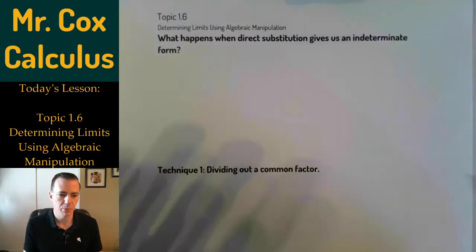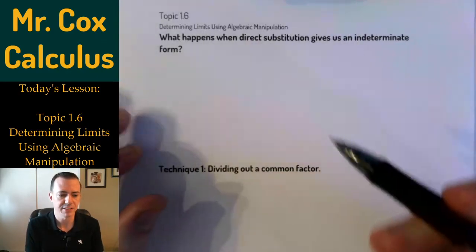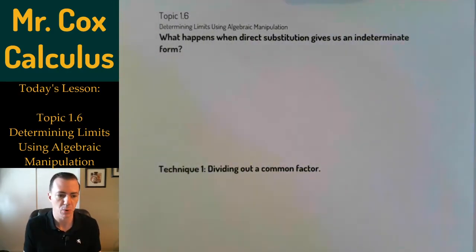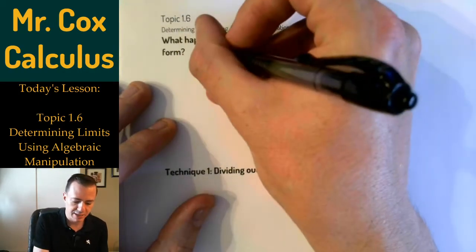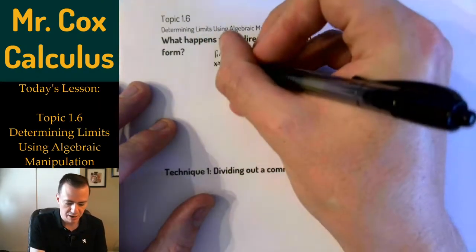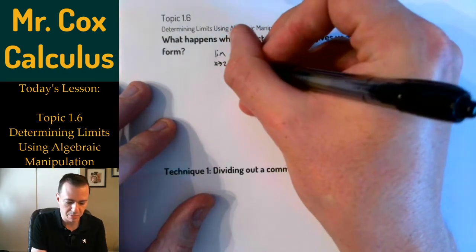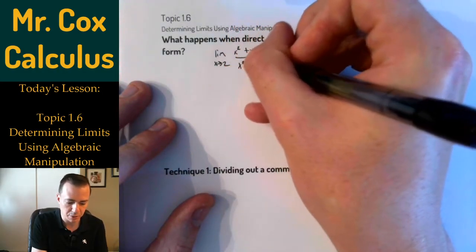So let's pick up with the problem that we left off on in topic 1.5, and that's this question of what happens when we use the approach of direct substitution to evaluate a limit, but we get what we defined as the indeterminate form. And so the problem that we left off with was the limit as x approaches 2 of x squared plus x minus 6 divided by x squared minus 7x plus 10.